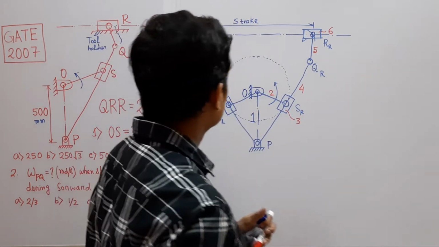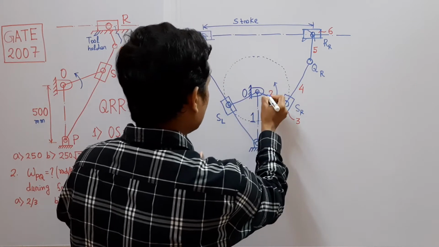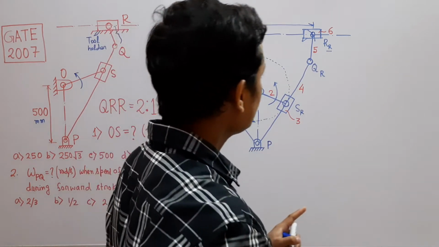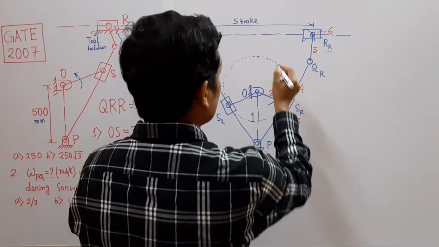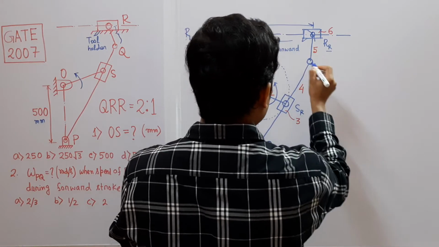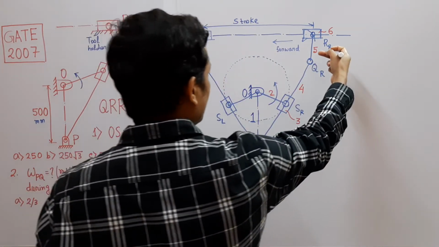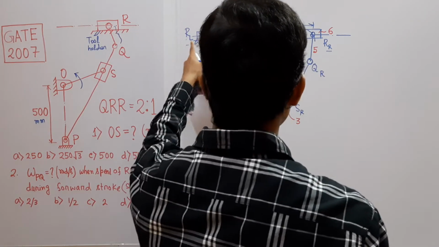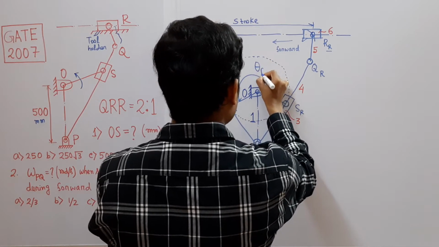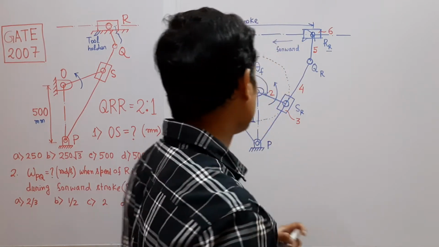This is the tool. When the crank reaches from OSR to OSL, the tool holder reaches from RR to RL. That is, it has completed the forward stroke. So during the forward stroke, the tool holder moves from RR to RL in the left-hand direction, and the corresponding rotation by the crank is denoted by theta F. So theta F is the rotational movement of the crank during the forward stroke.